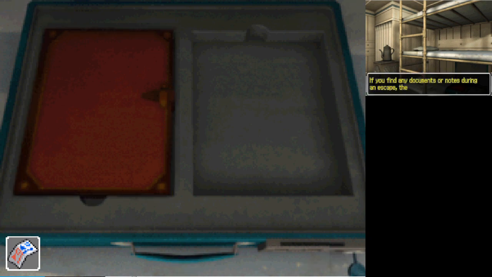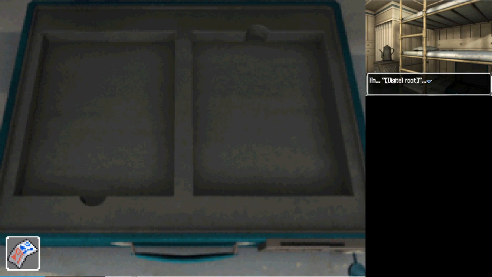Any documents or notes during an escape, information will be available from the file screen. To open the file screen, touch file. Select the screen by touching it, or by pressing blah blah blah.